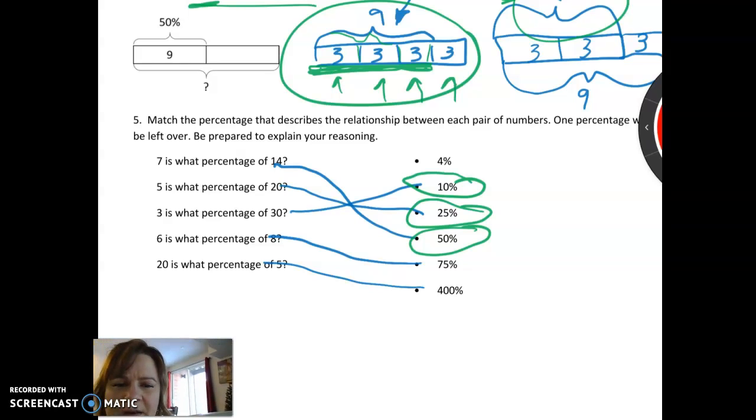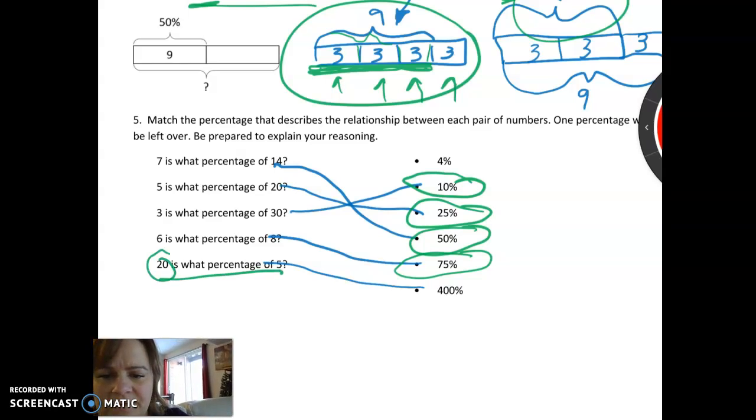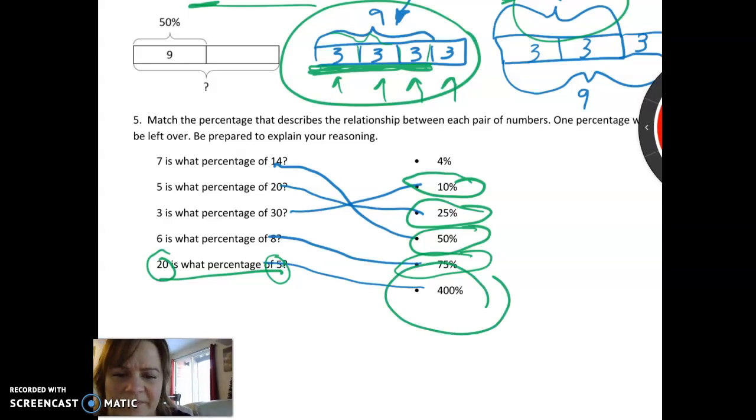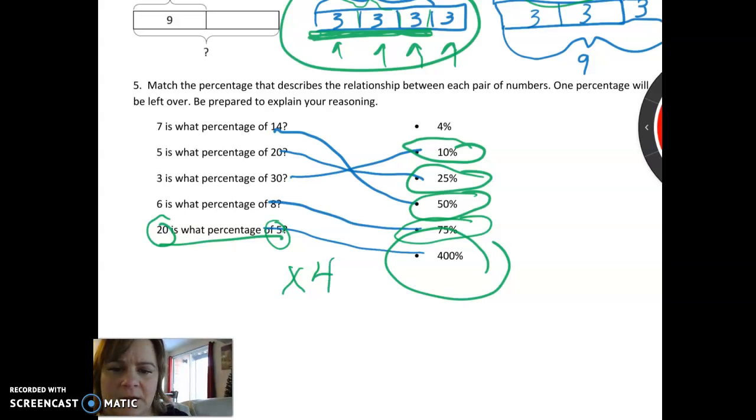6 is what percent of 8? 6 is 3/4 of 8, or 75%. And 20 is what percent of 5? It's going to have to be greater than 100 because this number is greater than the 5. So 20 is what percent of 5? It's 400% of 5 because it takes 4 5s to get to 20.